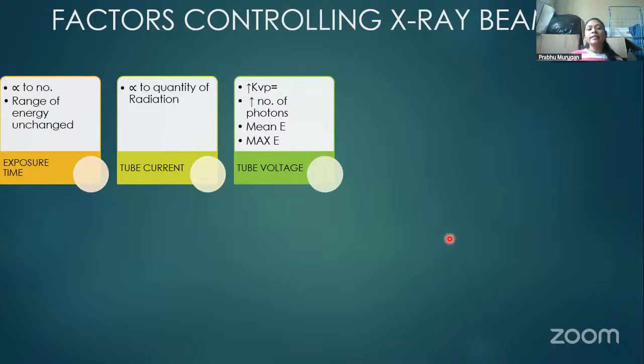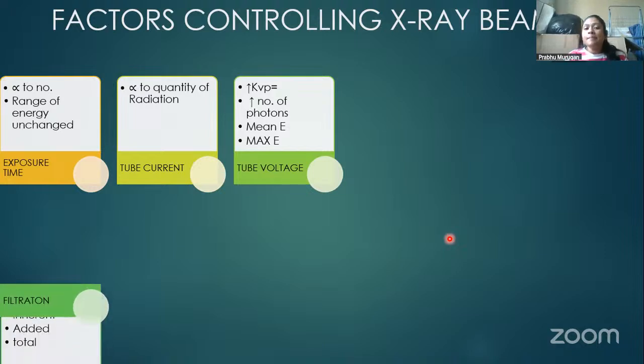So an increased kVp means an increased number of photons, which at one particular point is going to reach a maximum amount of energy being produced, and we also need to know the minimum threshold. So the mean energy of the X-ray beam is also influenced by your tube voltage. So the quality of radiation is influenced by your tube voltage.